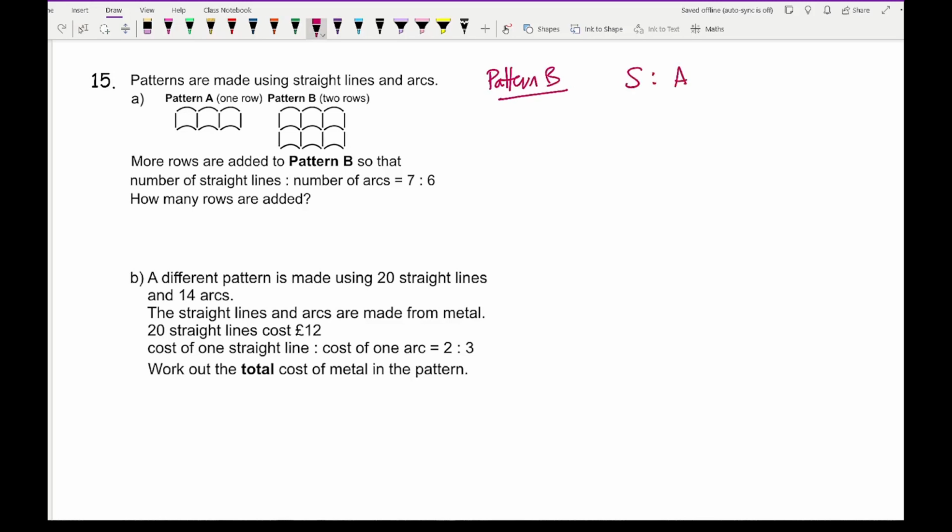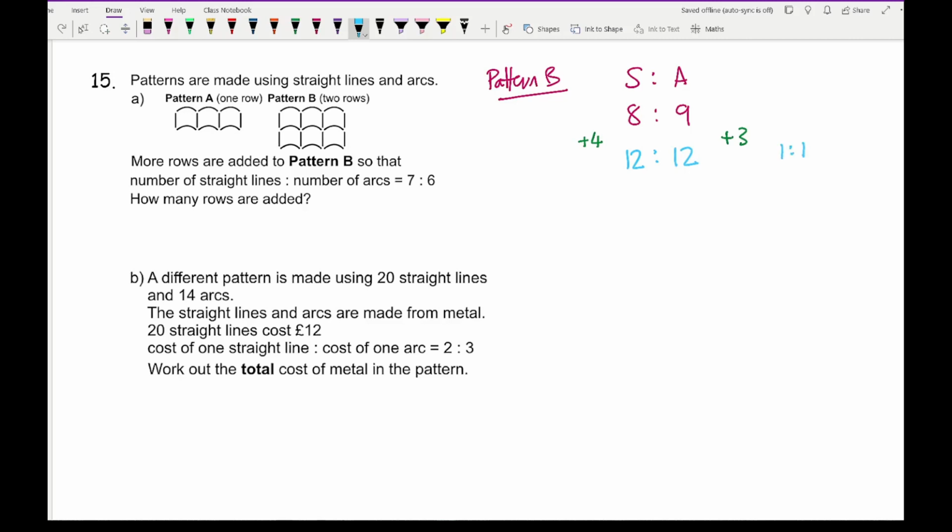Now in pattern B, we've got a total of 8 straight lines and a total of 9 arcs. For each row that gets added, I'm going to be adding another 4 to the straight lines and 3 to the arcs. And what I want to do is see if I can simplify the ratio. So 8 plus 4, so the next row is going to have 12 straight lines and 12 arcs. So they're going to be the same. So here the ratio is 1 to 1.